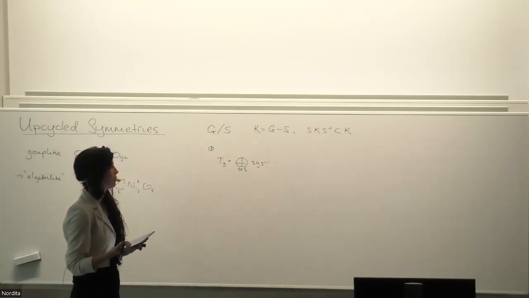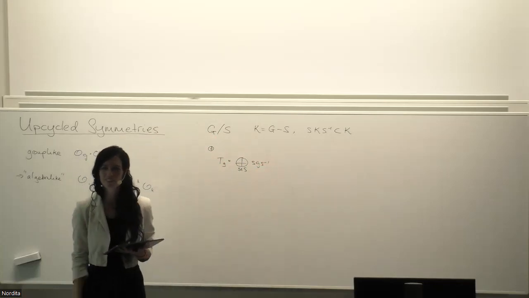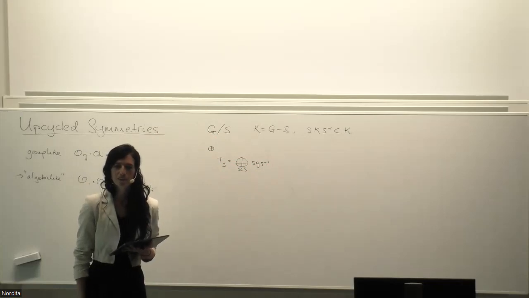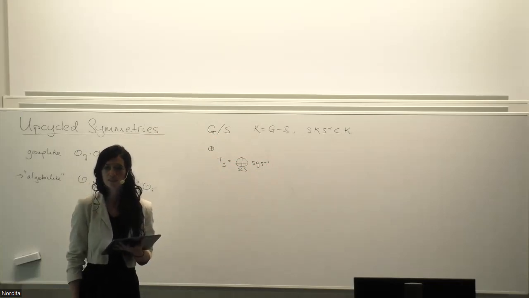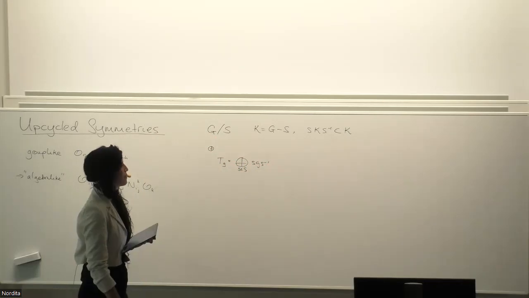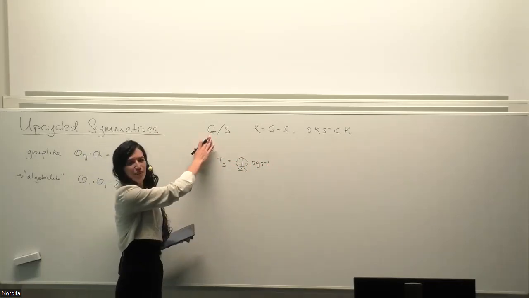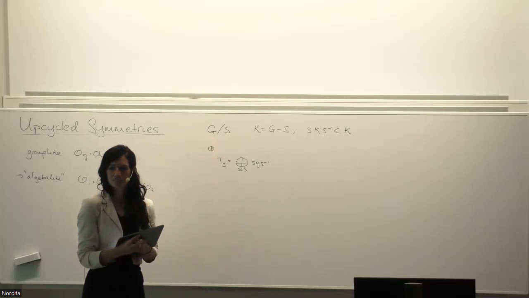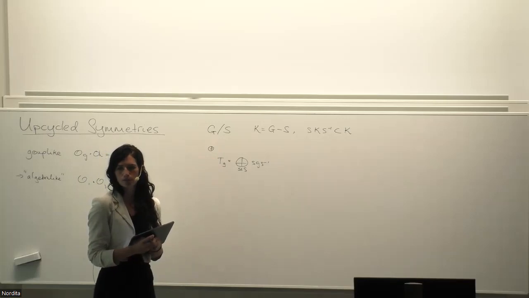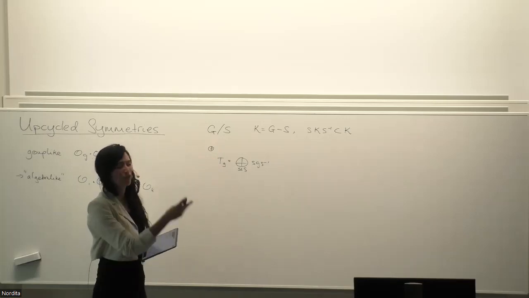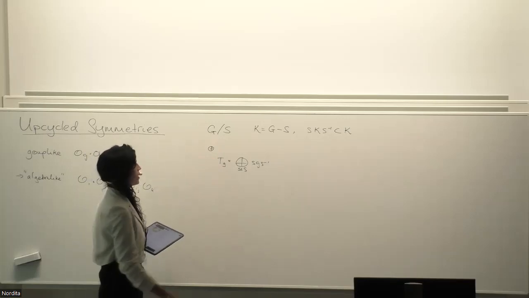Sorry, my bad, that was very sloppy. This is the symmetry group of the original theory. Let's assume it's a zero-form symmetry. This is just an illustrative example of why you might do this.